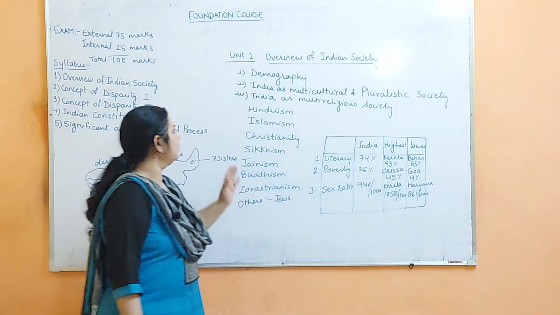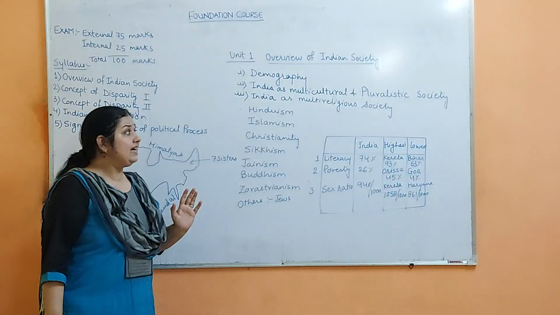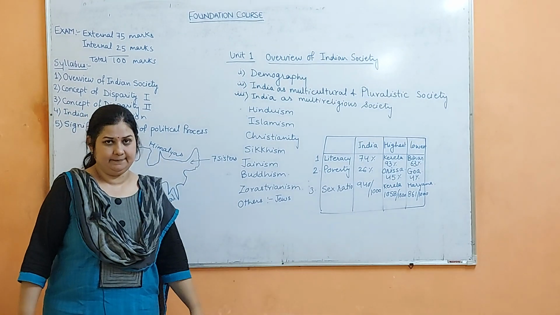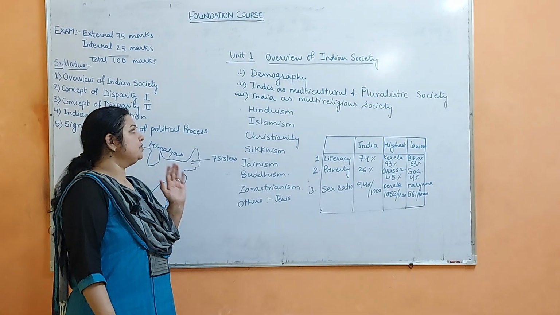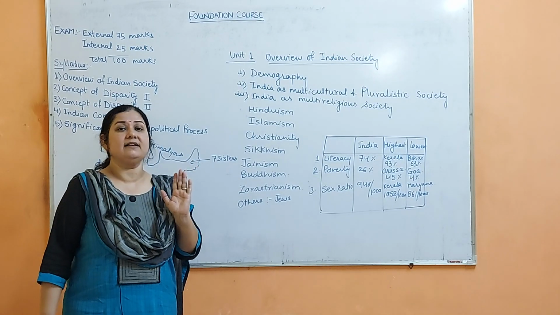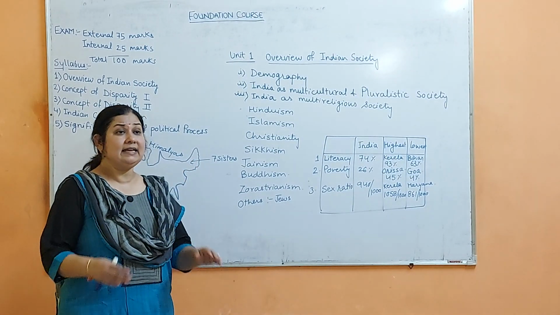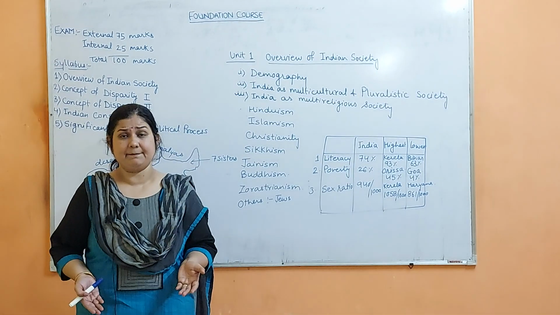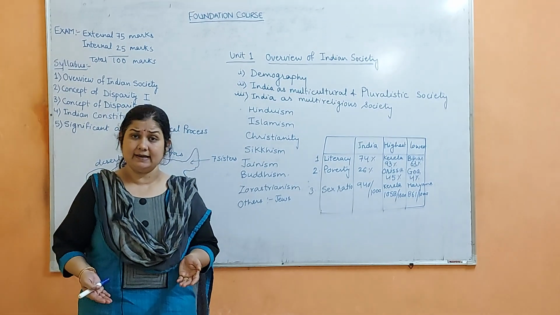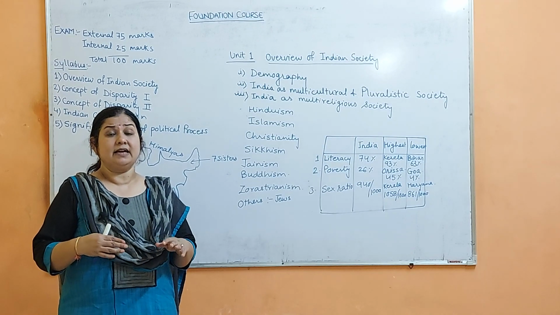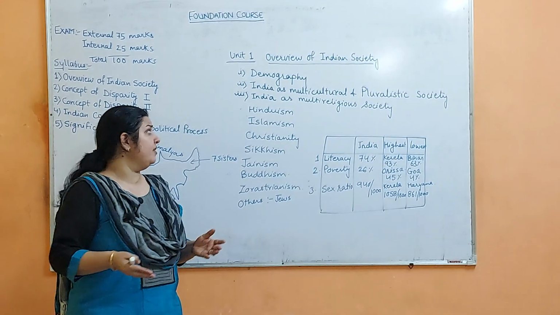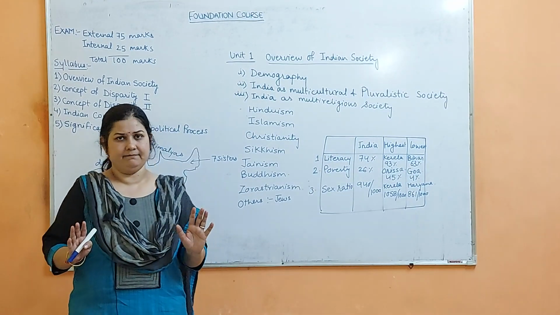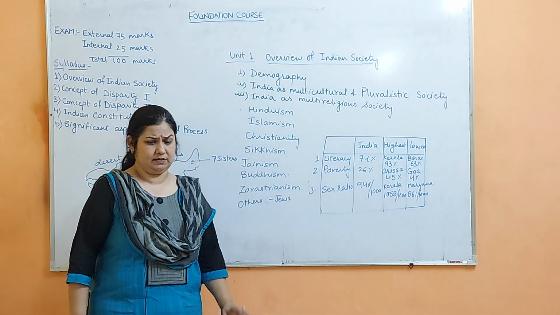Alright, now moving on to the second point. India as multicultural and pluralistic society. First of all, we should know what is multicultural society. Multicultural society means there is an acceptance, or there is a tolerance, or you can say there is a promotion of varied culture staying together at a place at a time. That is called as multicultural society.